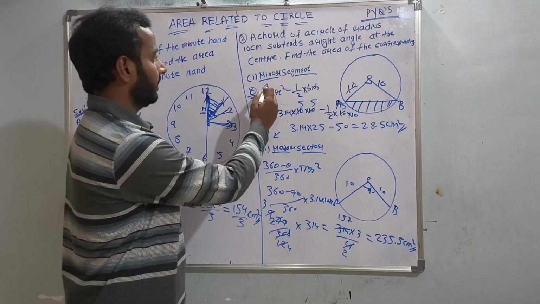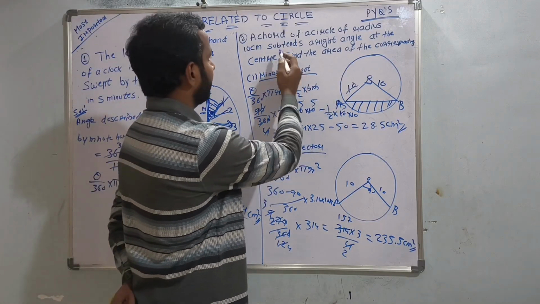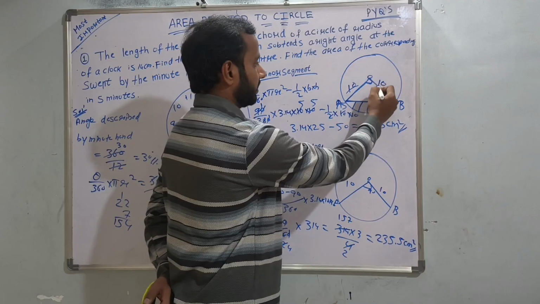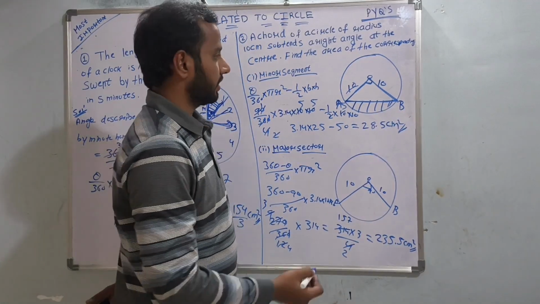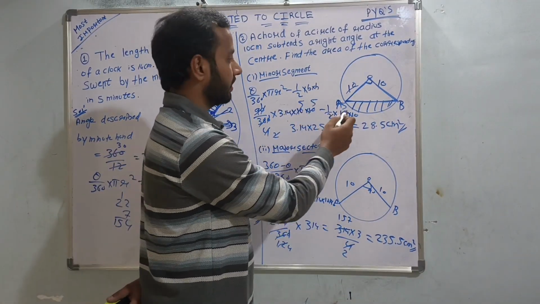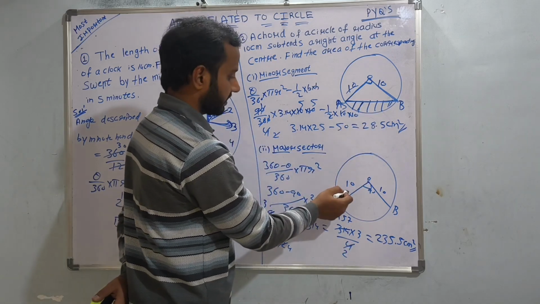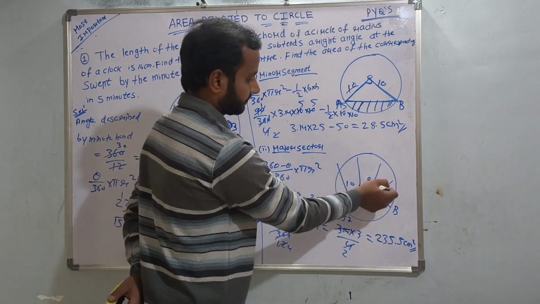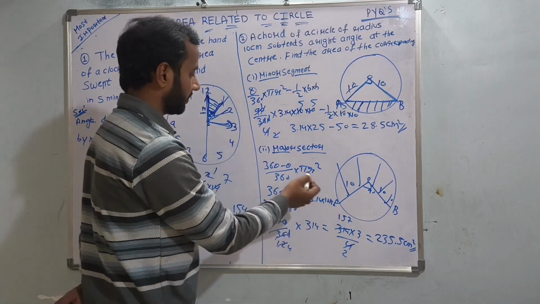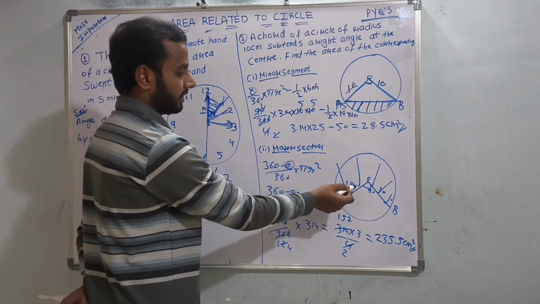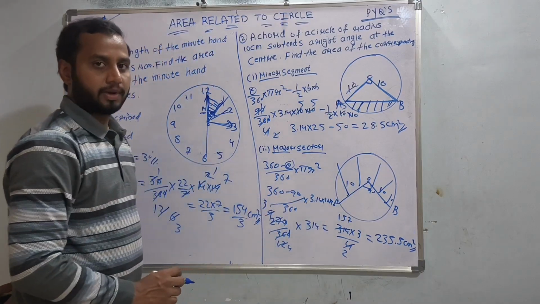Listen. Whenever they are talking about the segment or chord, first draw one chord and join the radius. If the question mentions a chord, then it is about the segment. Now here we need to find the major sector. Major sector means this part. To find the major sector, we have the formula (360 minus theta) by 360 into pi r square. Theta is your 90 degrees. Other things will be as it is.